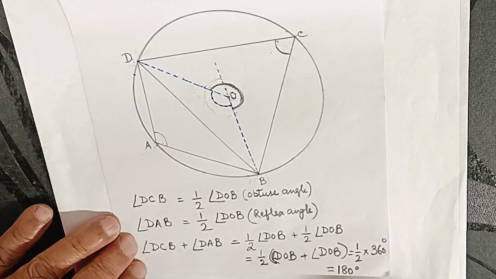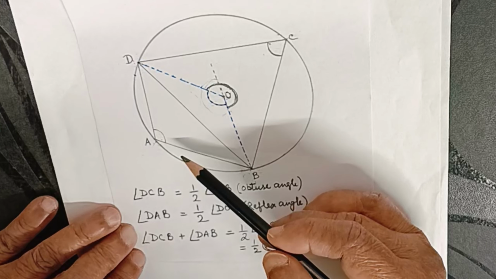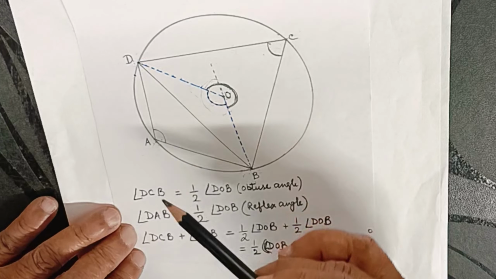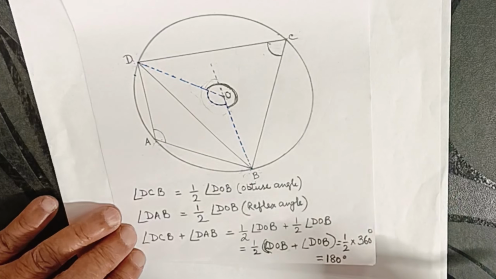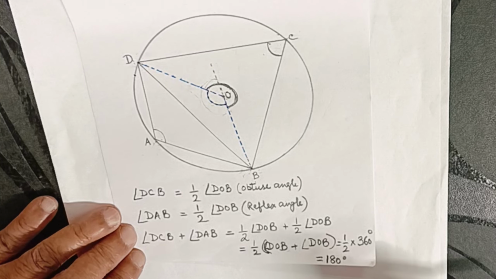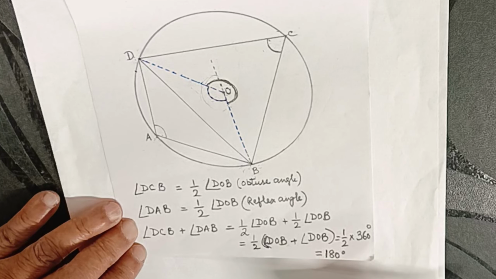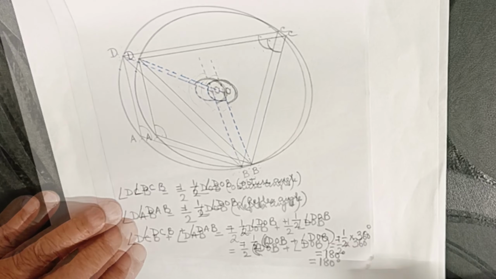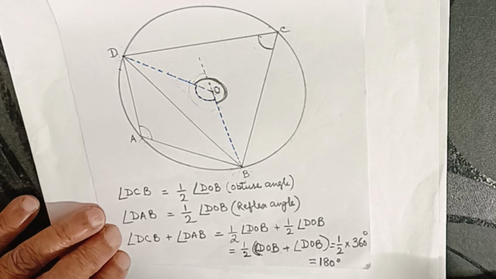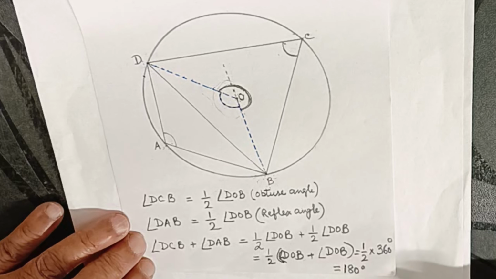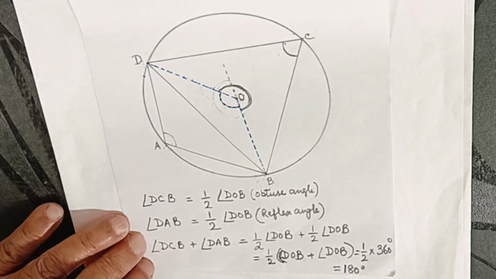The converse is also true. So in any quadrilateral where opposite angles add up to 180 degrees, it will be a cyclic quadrilateral. So a square, a rectangle and an isosceles trapezium, they have the sum of opposite angles as 180 degrees. They are all cyclic quadrilaterals.